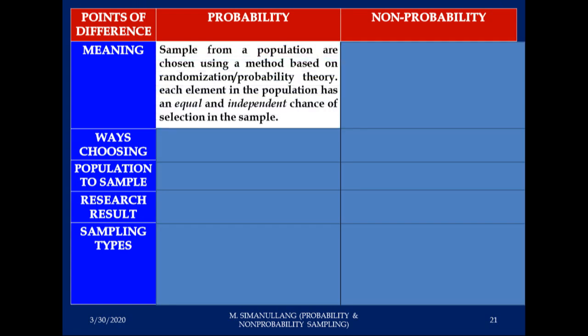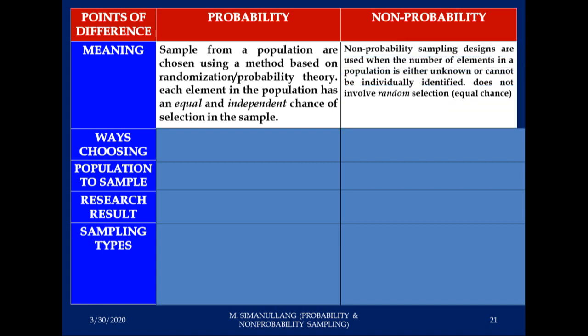Now we come to the conclusion and summary. Dealing with meaning, probability sampling means the sample from a population is chosen using a method based on randomization or probability theory, in which each element in the population has an equal and independent chance of selection in the sample. While non-probability sampling designs are used when the number of elements in a population is either unknown or cannot be individually identified, so it does not involve random selection or equal chance. The way the sample is chosen in probability sampling is by randomization, while for non-probability sampling, it is done by non-random selection.